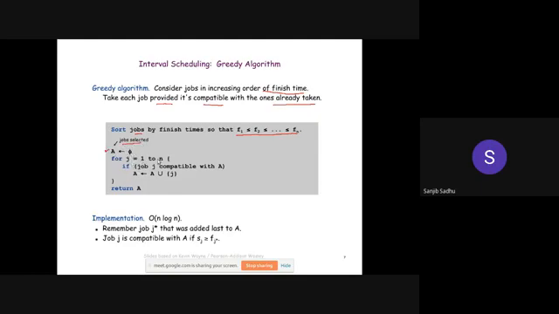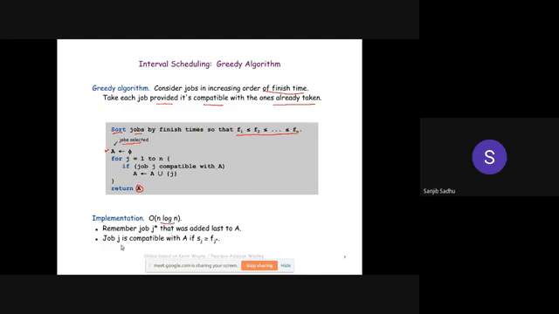Now for j equal to 1 to n, if the job j is compatible with A, meaning the jobs in A, then I will include that job j into A. In this way I will carry on and then return A. So sorting takes how much time? Sorting takes n log n time. We go up to n log n time.